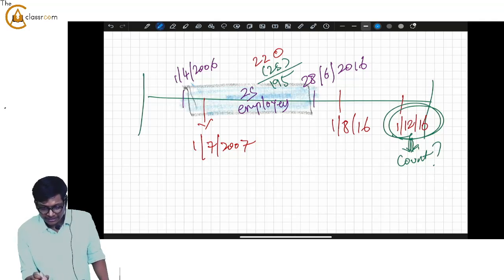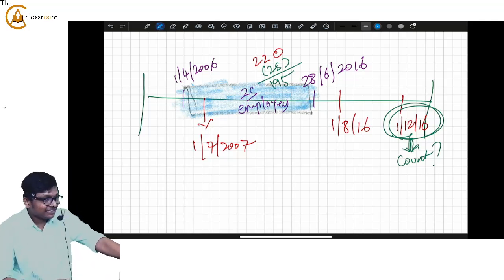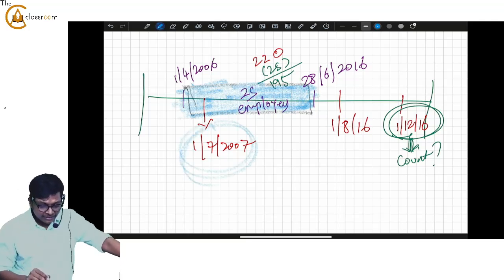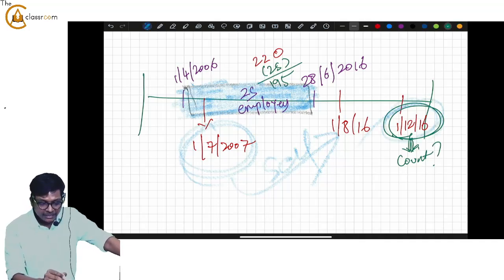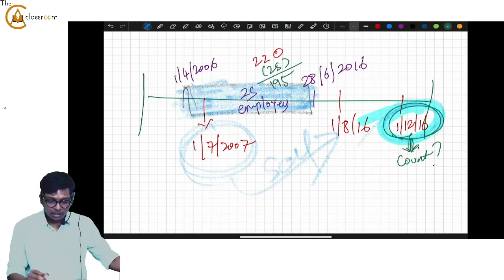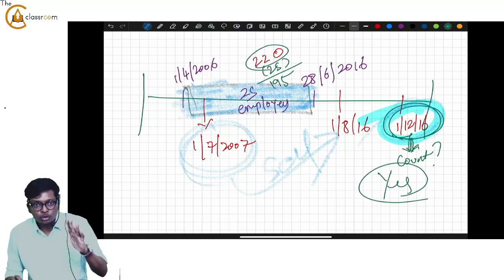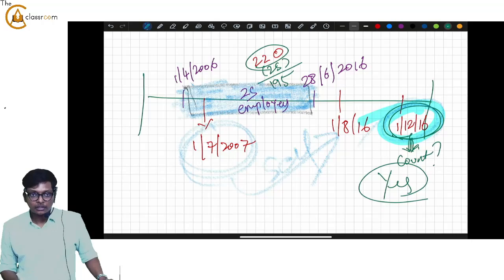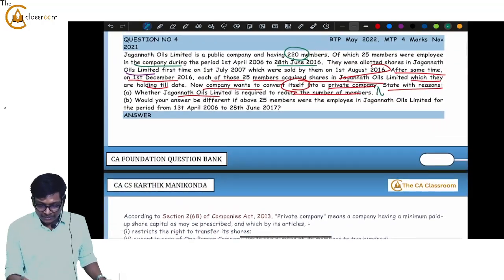Am I shading it correctly? From 1st April 2006 till 28th June 2016. Shares bought in this period, I won't count. But the shares bought in that period, he sold them again. Correct? He has sold it, guys. And again he purchased after leaving employment. Are you getting it? Again he purchased after leaving employment. Therefore, should I count, guys? Answer is yes. Therefore, the number of members they have is 220 only. Therefore, can they be a private limited company in the first case? In the first case, the answer is no.